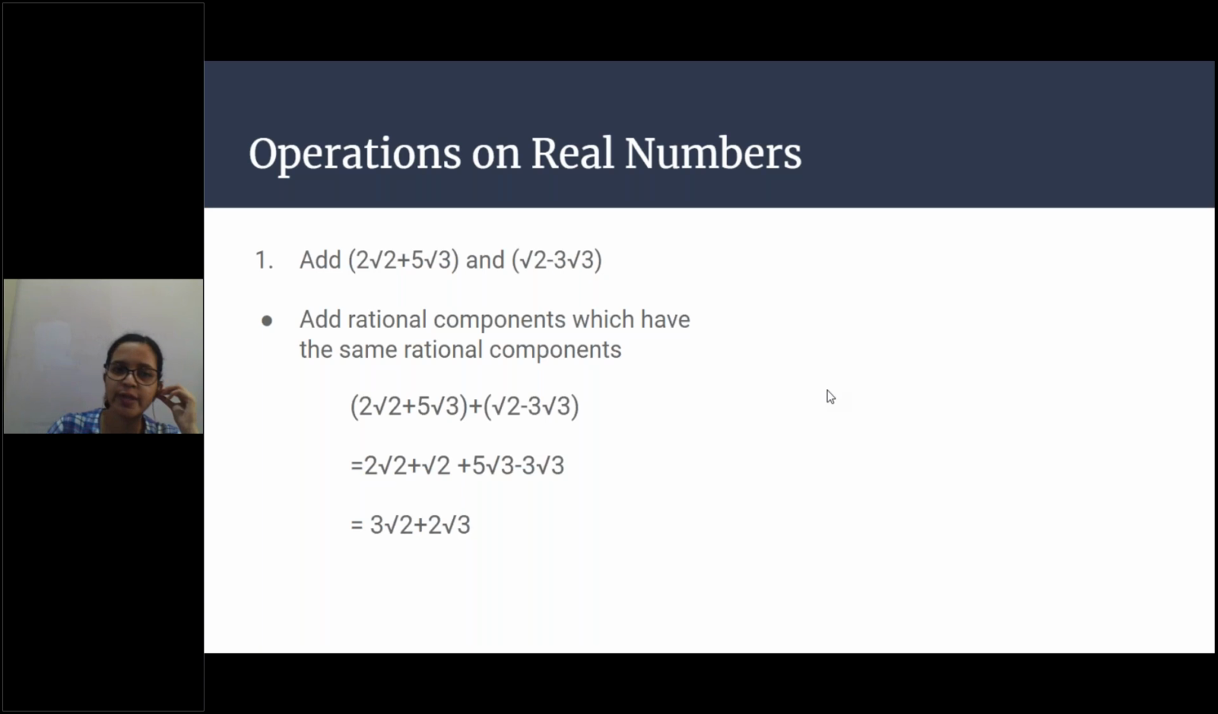Okay, make a note of this. So when you add or subtract, it's the same thing, the similar principle. You add the rational components which have the same irrational parts. So here 2 root 2 and you add root 2 to it. Okay. Note this example and the message: add rational components which have the same irrational components. Okay, like terms.